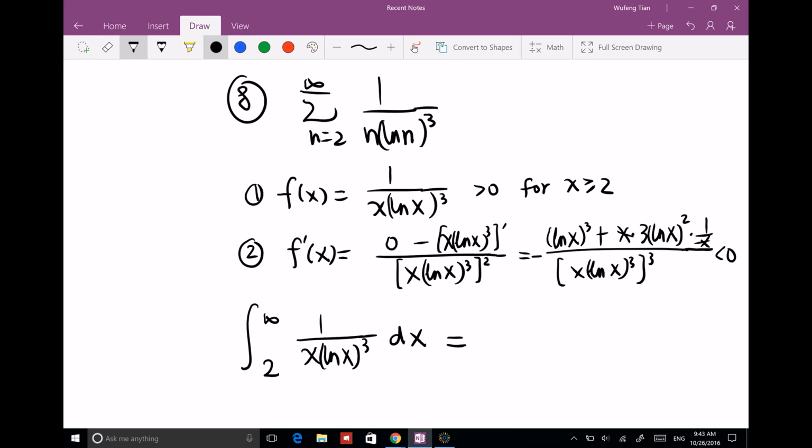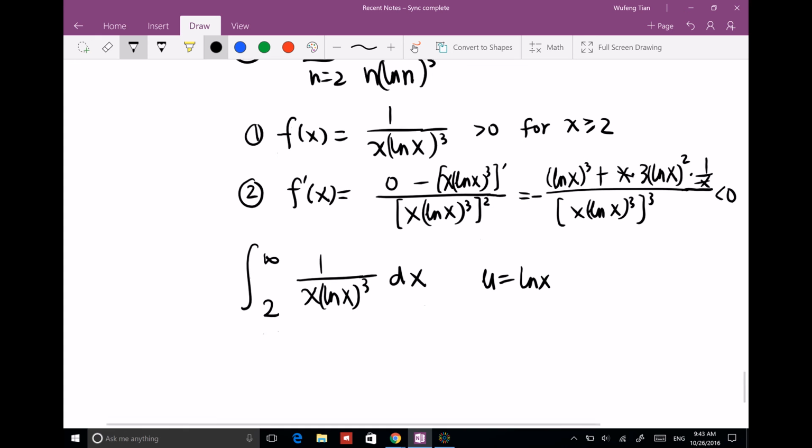I have a question here. I want a student to tell me what you think we need to continue. Luke, could you please tell me how you continued from here? We could do u substitution. Okay, u equals what? ln x. Very good. So what to continue?